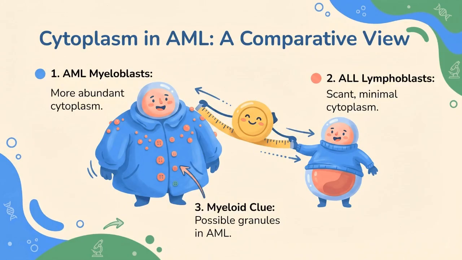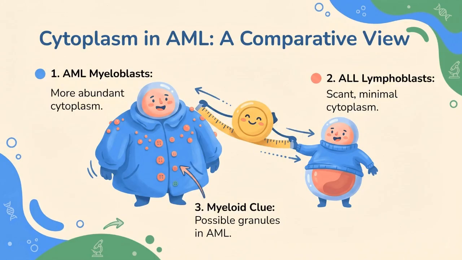Furthermore, the cytoplasm of myeloblasts may contain possible granules. These can range from fine, dust-like granules to more prominent azurophilic granules, depending on the subtype of AML and the stage of differentiation. The presence of these granules, even if subtle, is a key indicator of myeloid lineage, as lymphoblasts are typically agranular, while the basophilia or blue staining is still present due to high RNA content.